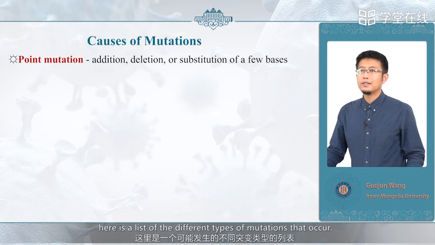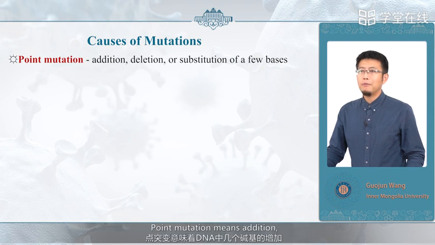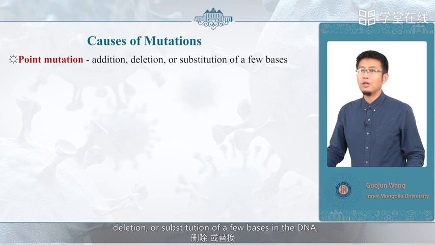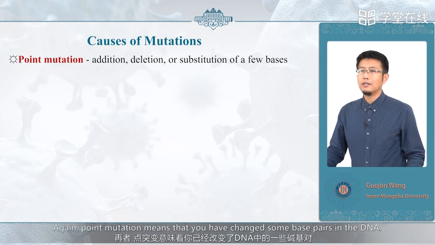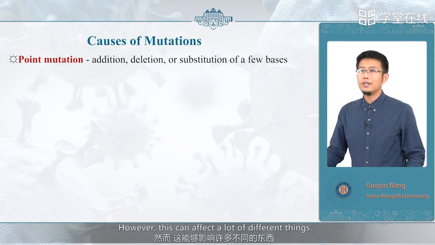Alright, here is the list of the different types of mutations that occur. Point mutation means addition, deletion, or substitution of new bases in the DNA, including missense mutation, nonsense mutation, silent mutation, back mutation, and frame shift mutation. Again, point mutation means that you have changed some base pairs in the DNA. However, this can affect a lot of different things.